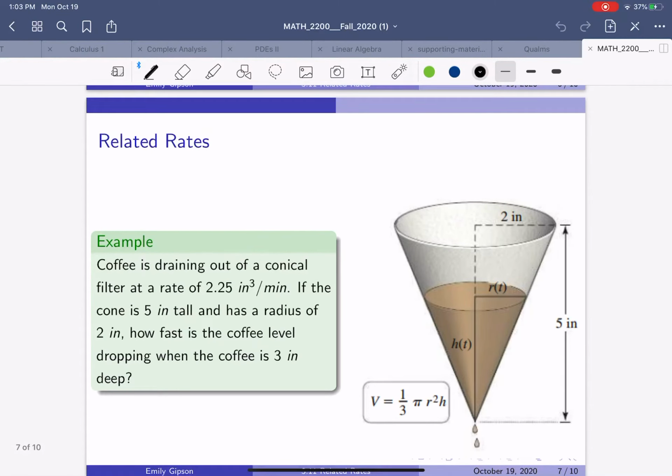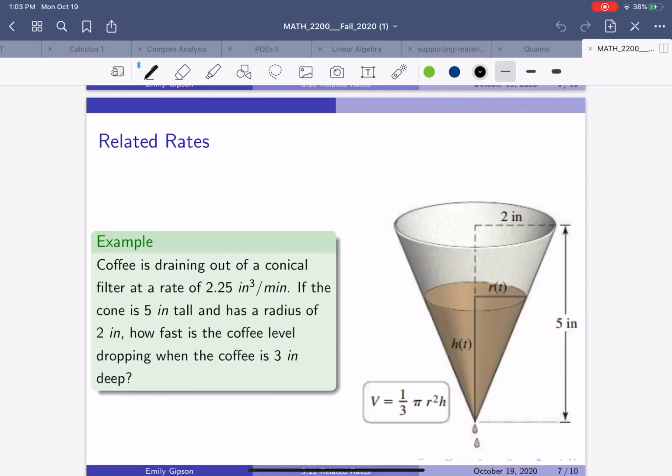Here we have coffee draining out of a conical filter at a rate of 2.25 inches cubed per minute. If the cone is 5 inches tall and has a radius of 2 inches, how fast is the coffee level dropping when the coffee is 3 inches deep? So this seems like a pretty crazy problem, but over here on the right, we've drawn what's going on. We've got our coffee filter. We know that it's a cone shape and that coffee is draining out of it, so it's probably oriented like this with the tip of it pointing down.